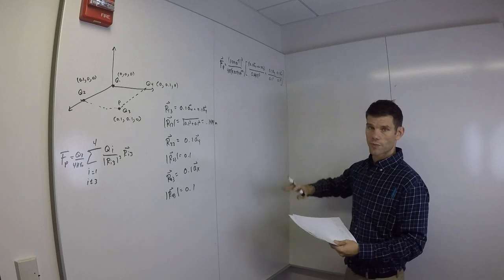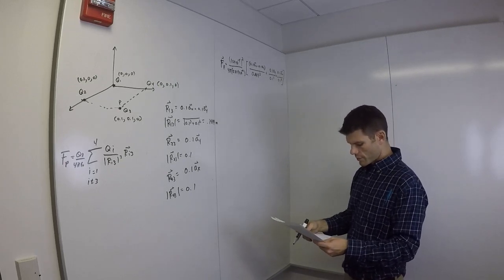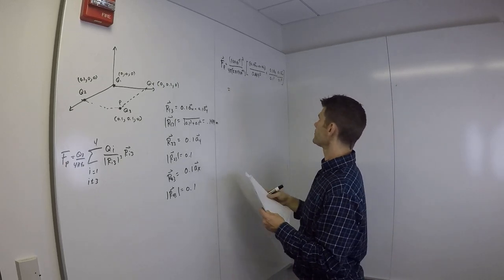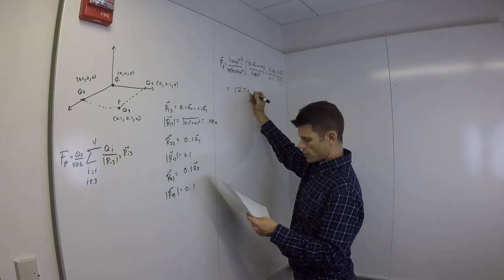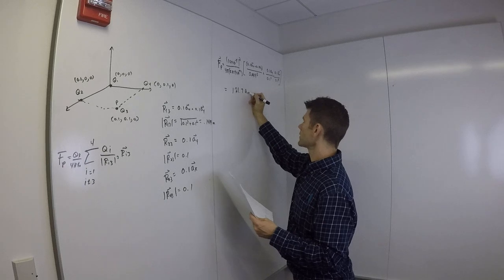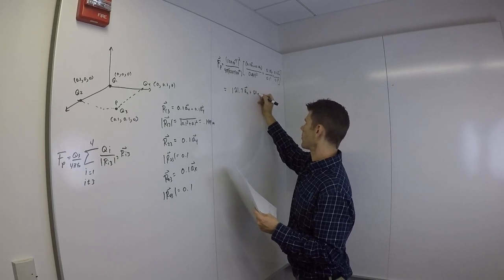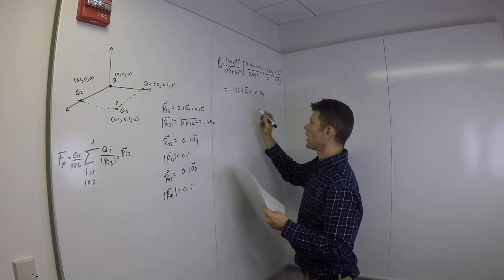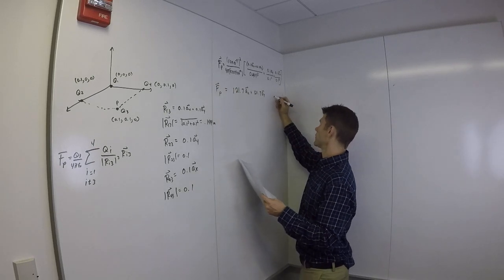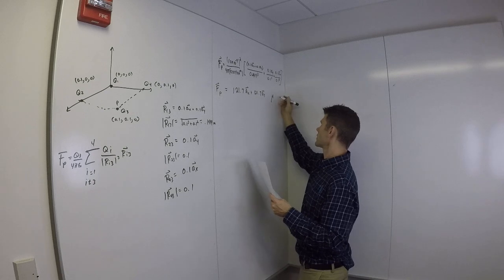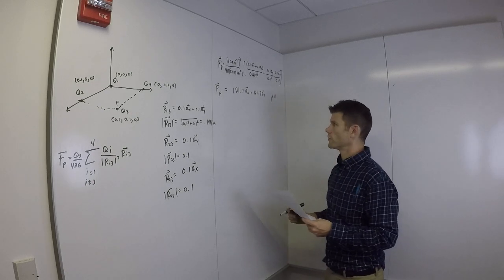Now at this point we simply need to calculate the final answer, and when we do that we'll see that we get 121.7 ax plus 121.7 ay. And since this is a force, it will have units of newtons. These are times 10 to the 6, so we'll say micronewtons, okay?